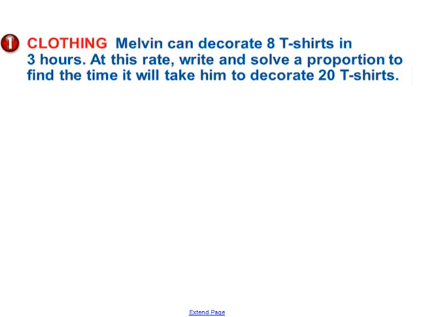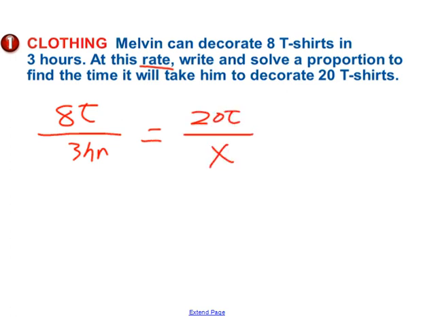Melvin can decorate 8 t-shirts in 3 hours. At this rate, write and solve a proportion to find the time it will take him to decorate 20 t-shirts. Well, if I say 8 t-shirts in 3 hours is his rate, how long would it take him to decorate 20 t-shirts? Here's my question. My unknown here I'll call X. It's the amount of time.